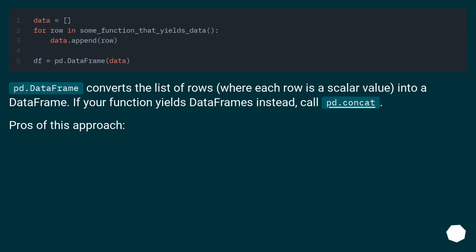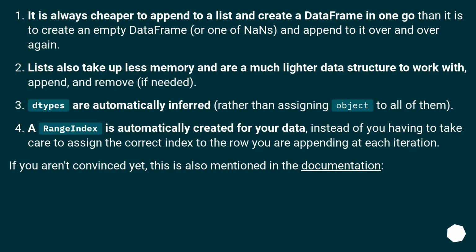Pros of this approach. It is always cheaper to append to a list and create a data frame in one go than it is to create an empty data frame, or one of NaNs, and append to it over and over again. Lists also take up less memory and are a much lighter data structure to work with, append, and remove, if needed. Dtypes are automatically inferred, rather than assigning object to all of them. A range index is automatically created for your data, instead of you having to take care to assign the correct index to the row you are appending at each iteration.